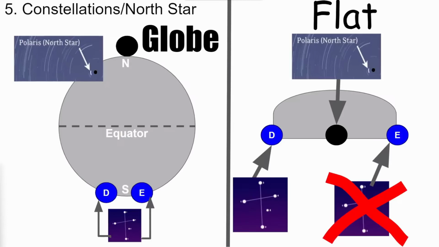But when we go to the South Pole, on the globe, you would see the Southern Cross on point D and point E. But on a flat Earth model, you'd predict maybe you would see the Southern Cross on point D, but you couldn't possibly see it at point E, right? Because it's on the opposite side of the planet. So what would you see in the night sky of point E?